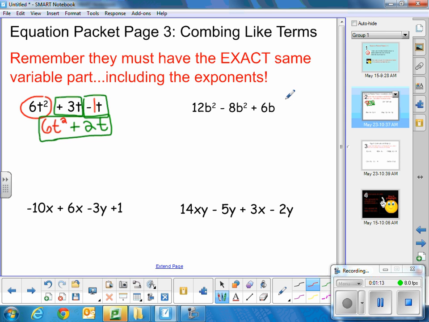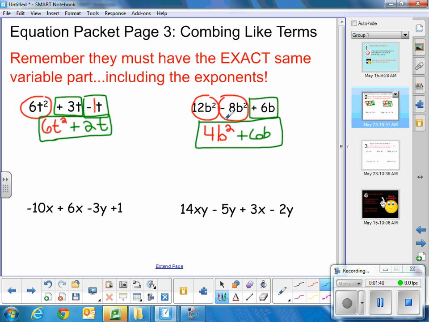Next up, we have b squareds and b's. The ones that are exactly the same are the b squareds. We're going to put 12b squared with a negative 8b squared. When we put those together, 12 plus a negative 8 is 4b squared. And then this one does not go with anything, so we just write plus 6b. 4b squared plus 6b is your final simplified answer.